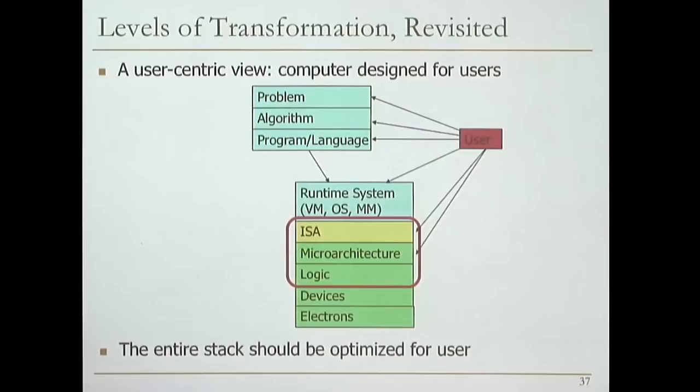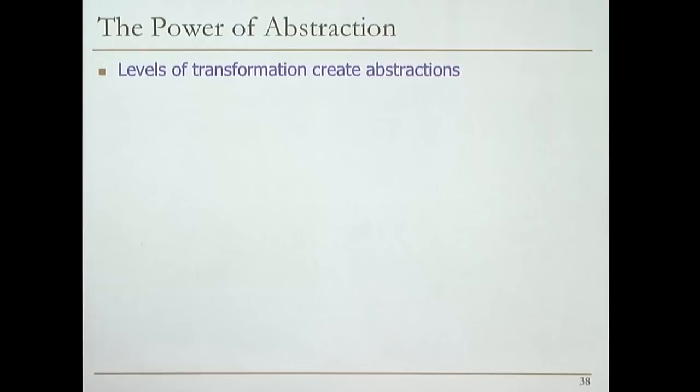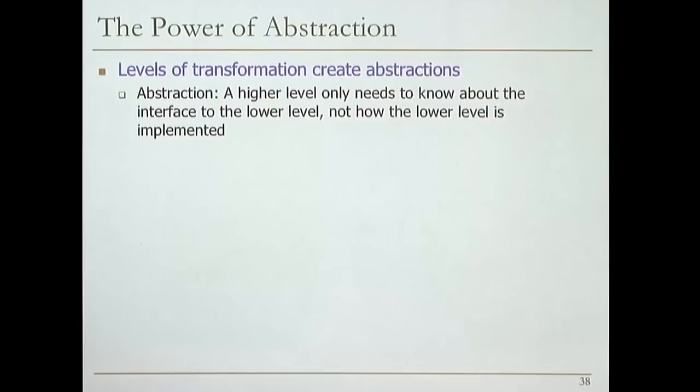Okay, so what are we talking about? Basically, we're talking about the levels of transformation. What does this enable? This really enables abstraction, right? Levels of transformation are there to create abstractions. An abstraction, what does that mean? Basically, a higher level only needs to know about the interface to the lower level and not how the lower level is implemented. For example, the programmer doesn't need to know how the computer executes the programs, right? He or she just needs to know about the interface, the instructions to program in.